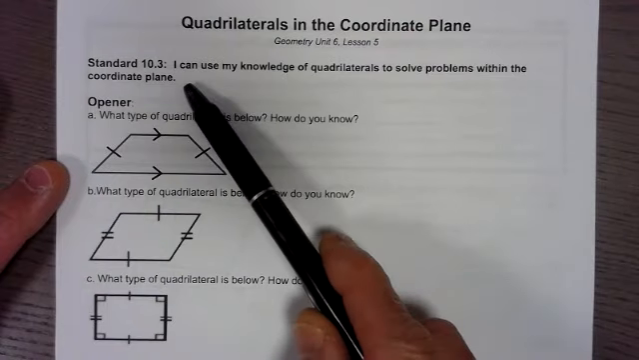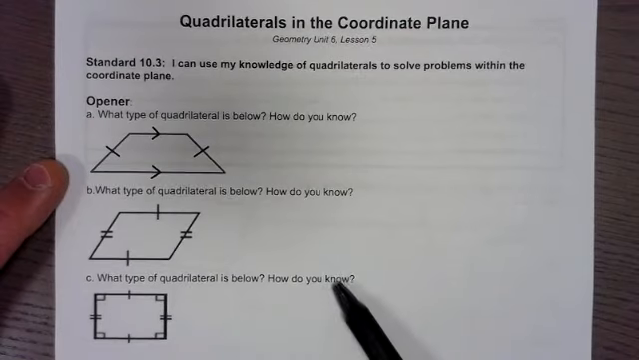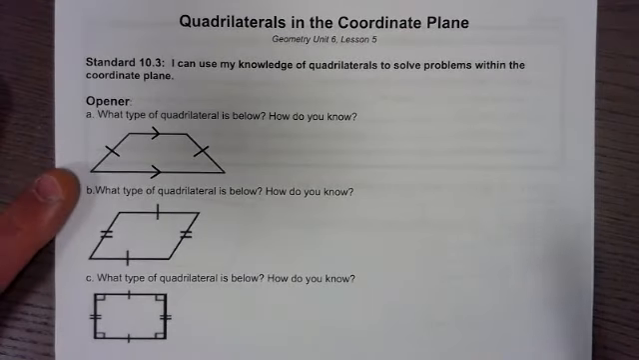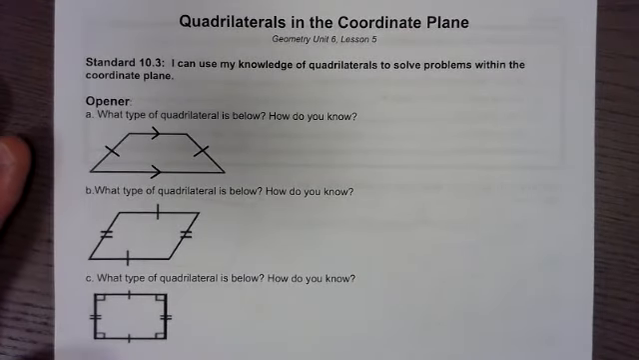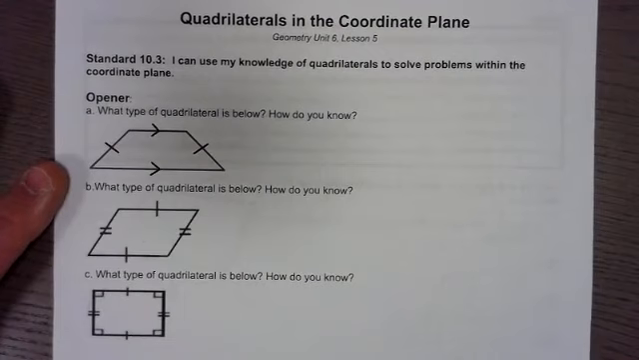within the coordinate plane. So go ahead and pause that video and see if you can finish this opener on your own. You might need to go back to your quadrilateral family tree in order to look at what all of the clues in these three images mean.